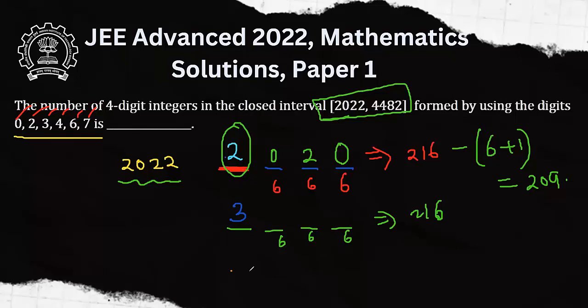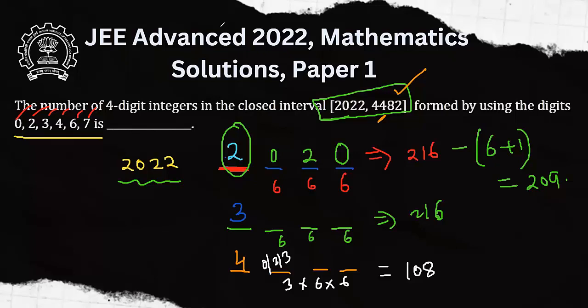Next, if 4 is here, I have to keep the numbers below 4482. So if I have 0, 2 or 3 here, all the numbers are allowed. So 3 options for this place, 6 for this, 6 for this. This is giving you 108 options for this one.